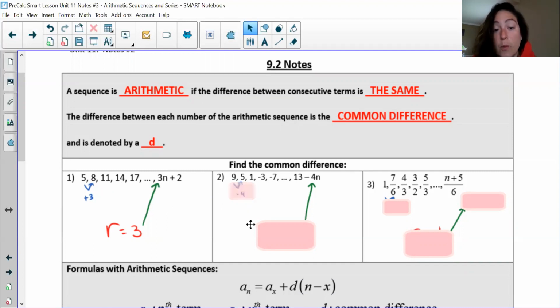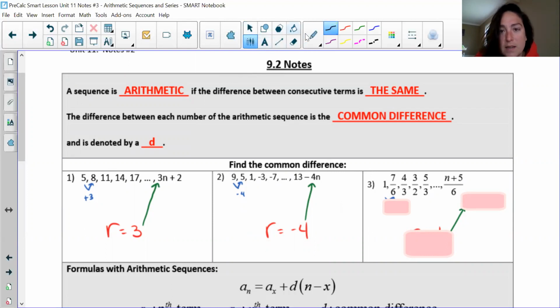Example number 2: 9, 5, 1, -3, -7, etc. It appears that we're going down by 4, so we're adding -4 each time. 9 plus -4 is 5, 5 plus -4 is 1, etc. And again, looking at that explicit formula, notice our common difference is -4. I have an R here. This should be a D for each one of these. I did not notice that.